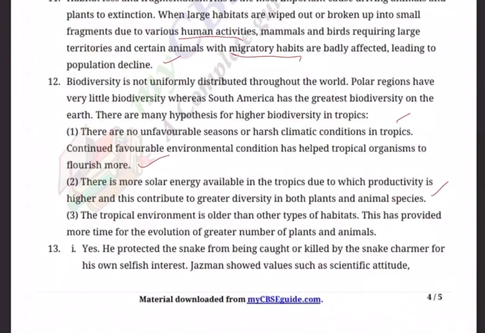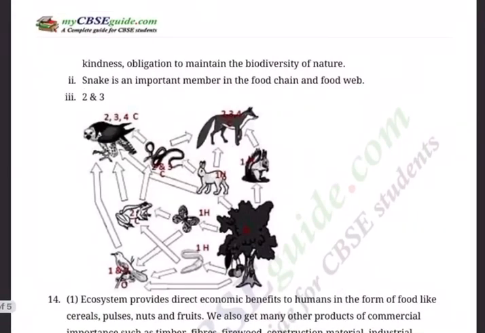Point 3. The tropical environment is older than other types of habitats. This has provided more time for the evolution of a greater number of plants and animals. Question 13. Yes, he protected the snake from being caught or killed by a snake charmer for his own selfish interest. Judgment showed values such as scientific attitude, kindness, obligation to maintain biodiversity in nature.